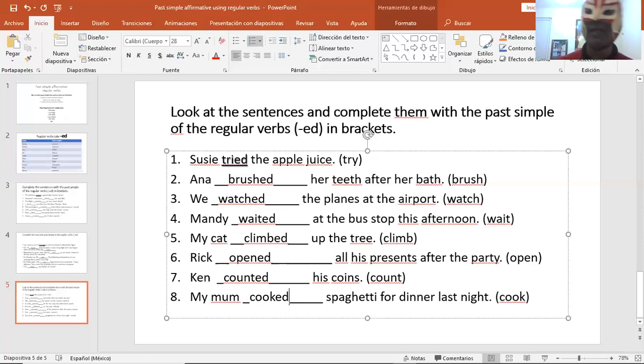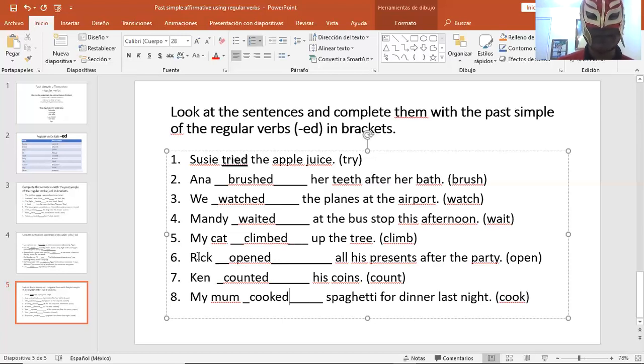Okay, so let's review and let's try to understand the sentence in your own language, okay? Number 1, Susie tried the apple juice. Susie probó el jugo de manzana. Number 2, Anna brushed her teeth after her bath. Ana se cepilló sus dientes después de su baño. Number 3, we watched the planes at the airport. Nosotros vimos a los aviones en el aeropuerto. Number 4, Mandy waited at the bus stop this afternoon. Mandy esperó en la parada del autobús esta tarde. Number 5, my cat climbed up the tree. Mi gato se subió al árbol.